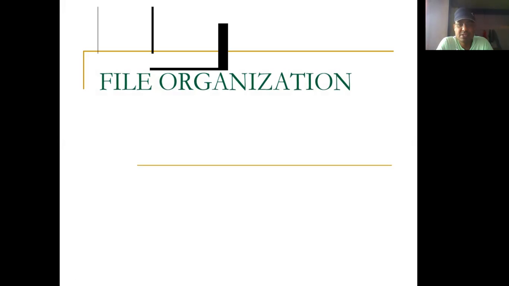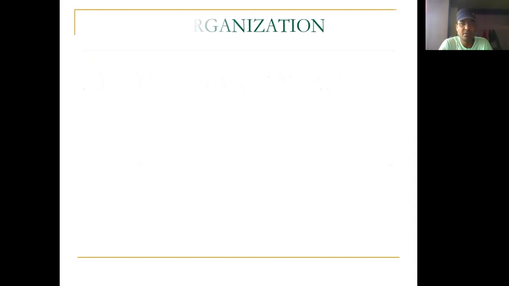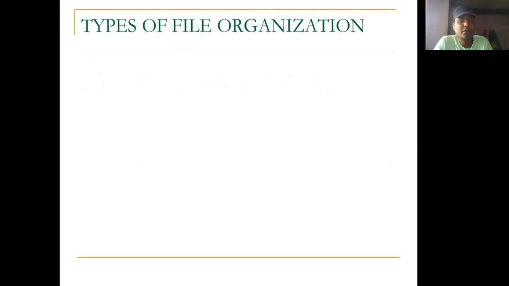For today's lecture, we talk about file organization. First of all, we talk about the types of file organization. There are basically 4 types of file organization. First is serial file organization. All the data is stored in a serial manner in that file organization.